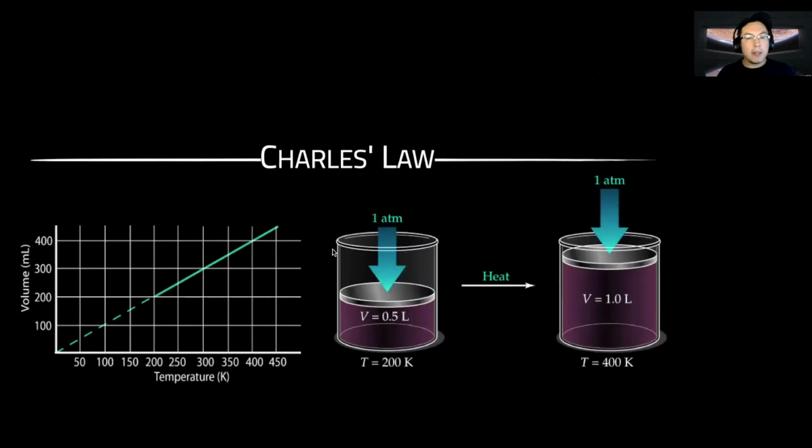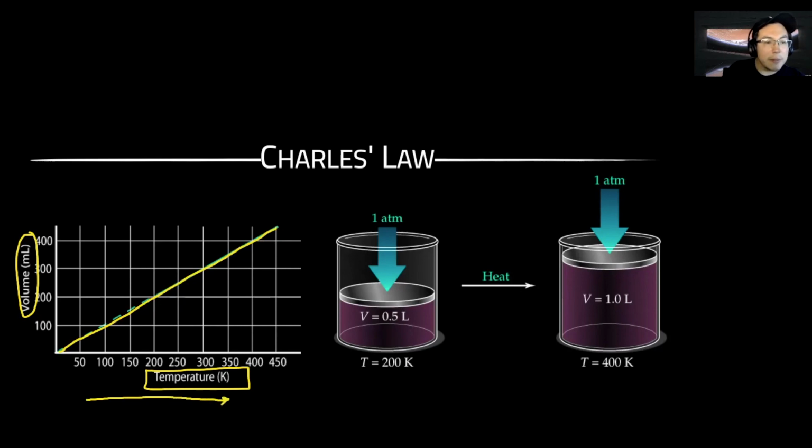All right, so let's continue now with Charles' law. Charles' law also follows a relationship between two variables, but instead of pressure and volume, in Charles' law we will talk about the relationship between volume and temperature. As you can see here in the graphic, temperature and volume follow this linear proportional line, in the sense that when temperature increases, volume also increases.